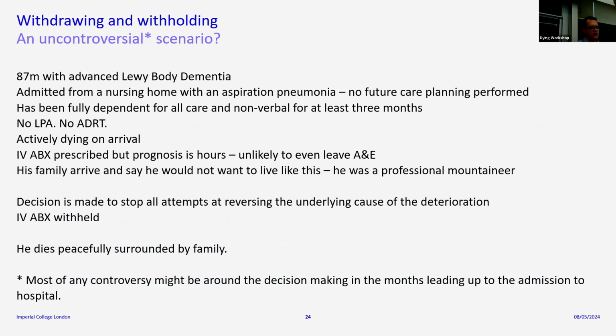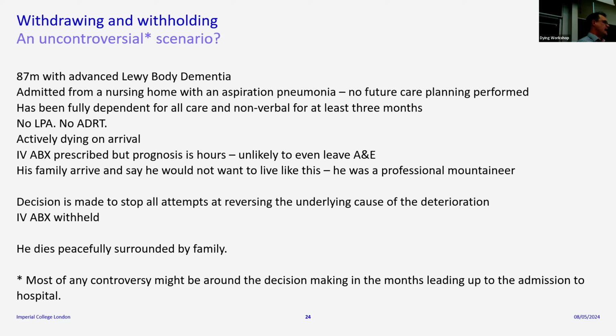Withdrawing and withholding is one of the things I get asked to talk about or teach on. It's a classic framework, based more in health law, but it's the framework the GMC and the BMA use in the UK about when it's okay to stop things, and the moral and legal differences between acting and omitting. Withdrawing and withholding is an omission to act, and it's therefore not culpable in law. A lot of this comes from the Bland case and the judgments around that.